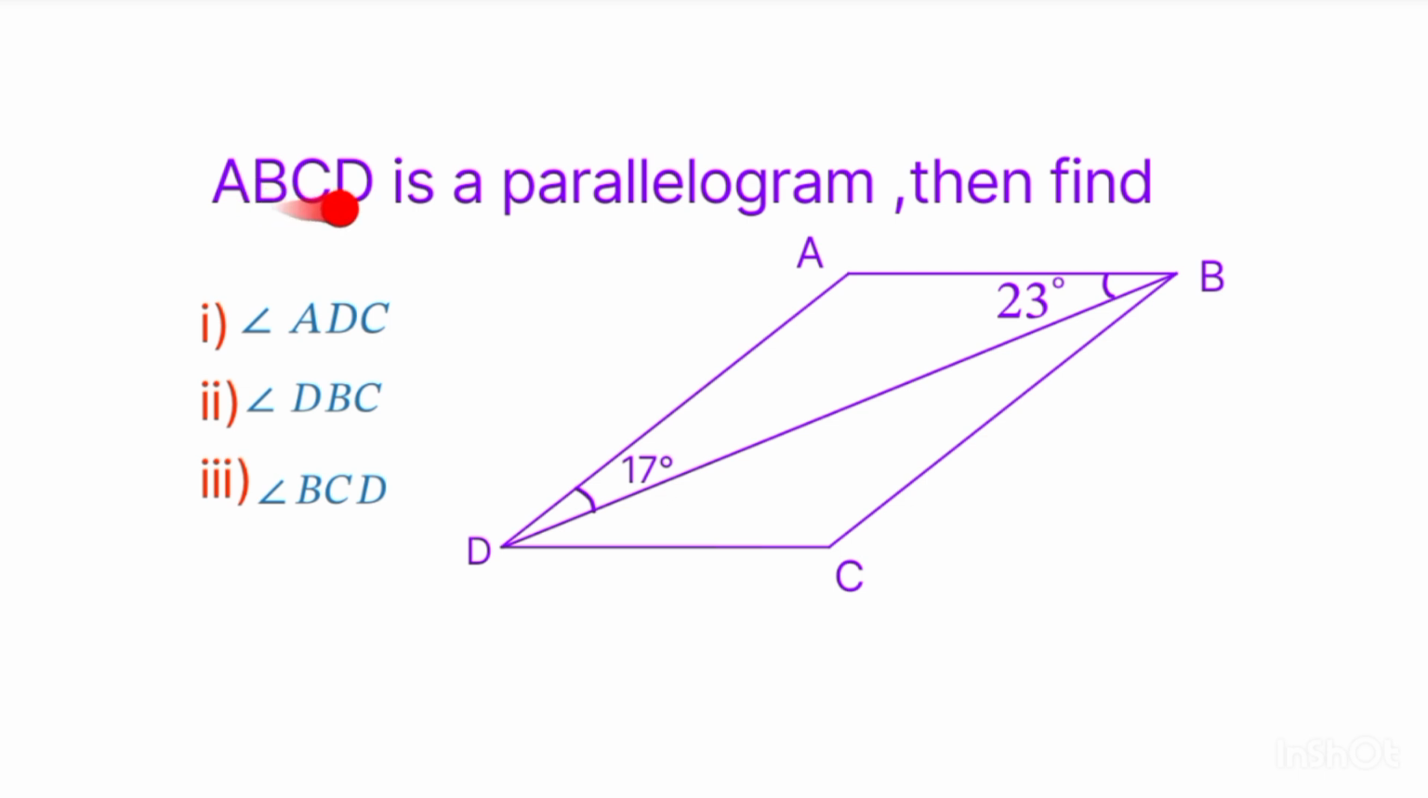In this question, ABCD is a parallelogram. Angle ABD is 23 degrees. Angle ADB is 17 degrees. And we have to find angle ADC, this angle. Angle DBC, this angle. Angle BCD, this angle. So let's see how to solve this question.